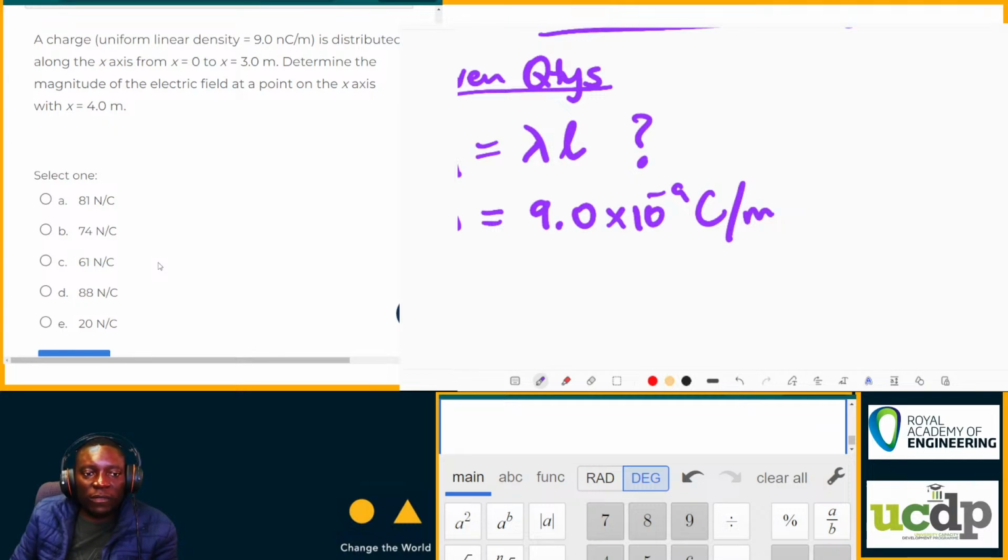What else do we have? We have the length. So what is our length? 3 meters. You can see the length is from where the distribution starts to where it ends, from x equals 0 to x equals 3, which gives us 3 minus 0 is 3 meters. What else are we given?